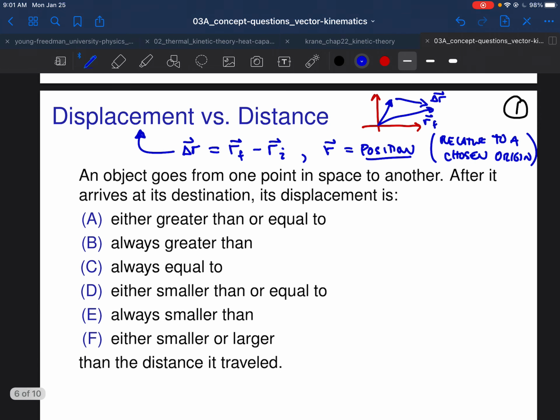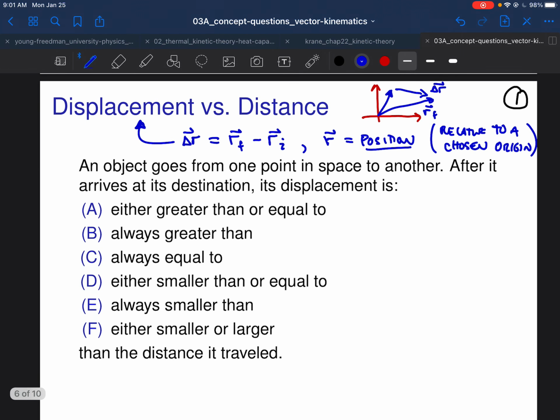Okay, so that's displacement. What is distance? I don't think we actually wrote down a definition of distance, but distance is simply the distance traveled. Remember, it was part of the average speed definition, total distance traveled over total time. So basically you have to look at the path and measure out along the path with a ruler how far you travel. Okay, so an object goes from one point in space to another. After it arrives at its destination, the displacement is greater than or equal to, always greater than, dot, dot, dot, all of these things, than the distance traveled.